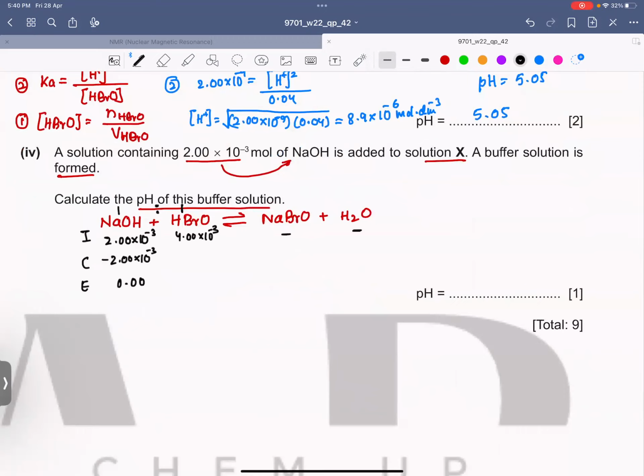Yes? If anybody has any doubt in this part, kindly ask. Is this clear to everyone?